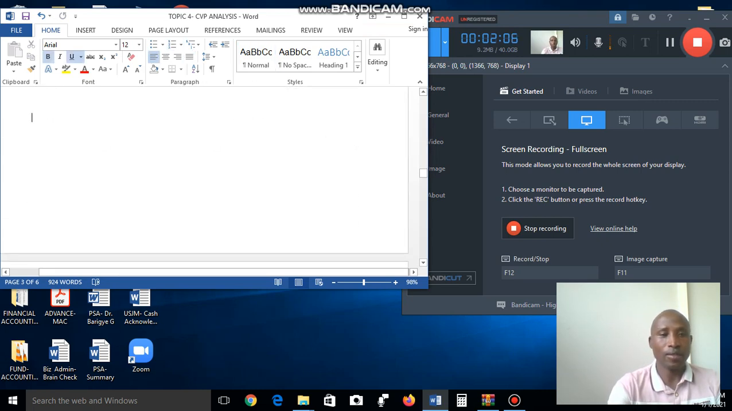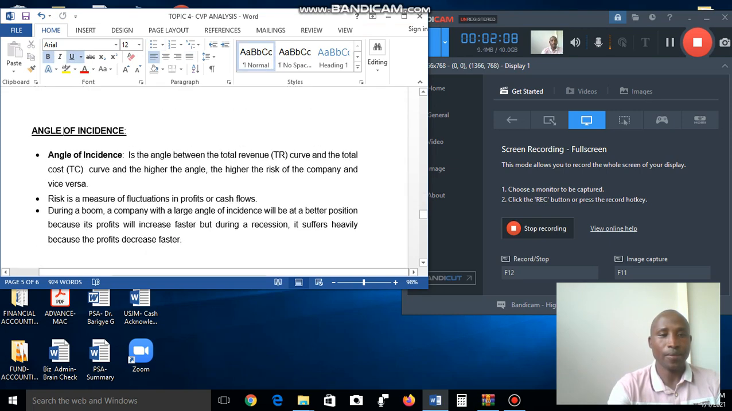So angle of incidence, that's where we are. A risk is a measure. Here, the angle of incidence is the angle between the total revenue curve and the total cost curve. And the higher the angle, the higher the risk of the company, and vice versa. Risk is a measure of fluctuations in profit or cash flows.